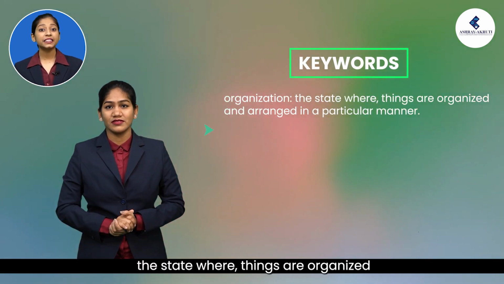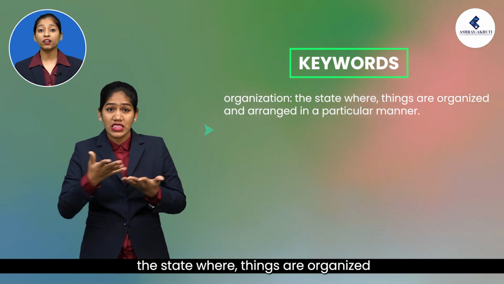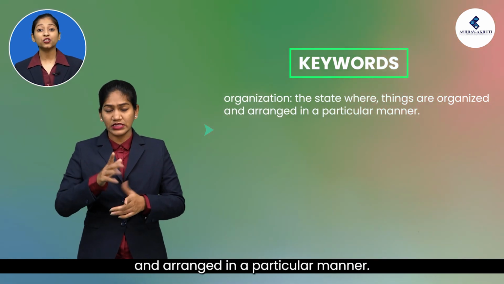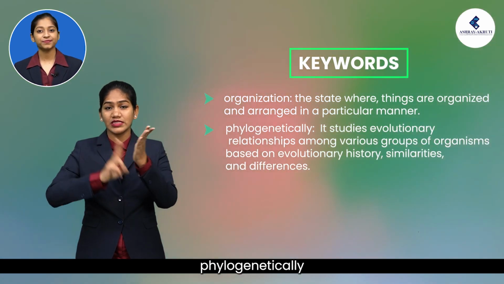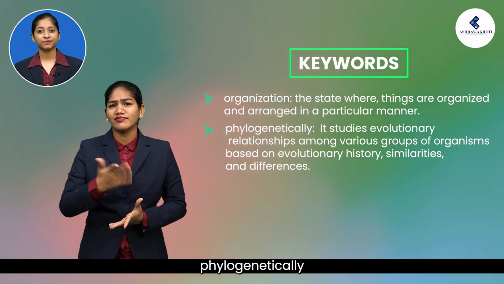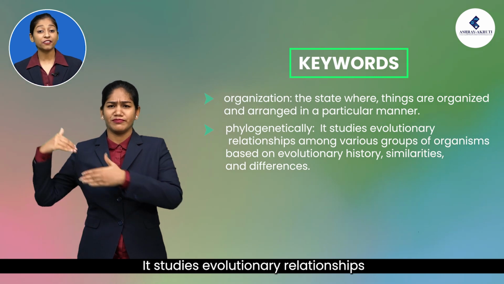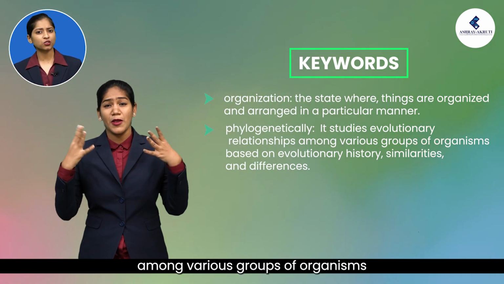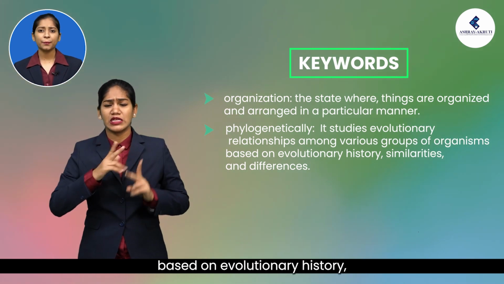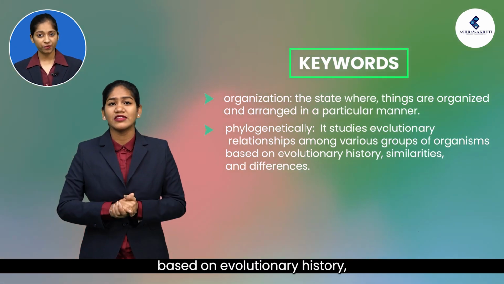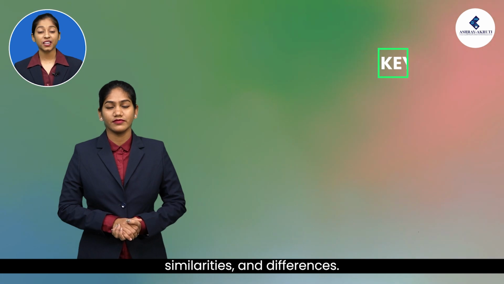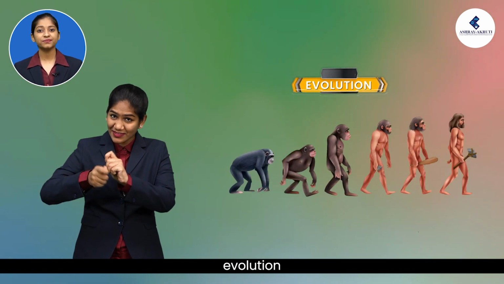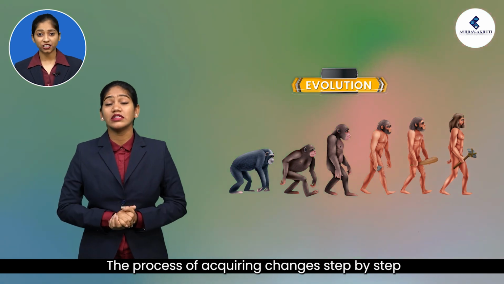Keywords: Organization, the state where things are organized and arranged in a particular manner. Phylogenetically, it studies evolutionary relationships among various groups of organisms based on evolutionary history, similarities and differences. Evolution: the process of acquiring changes step by step.